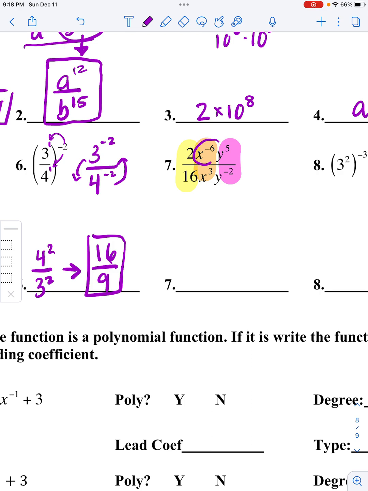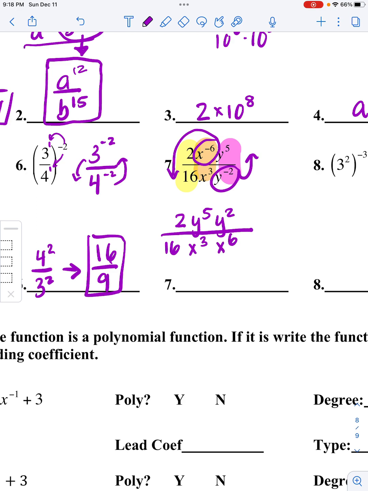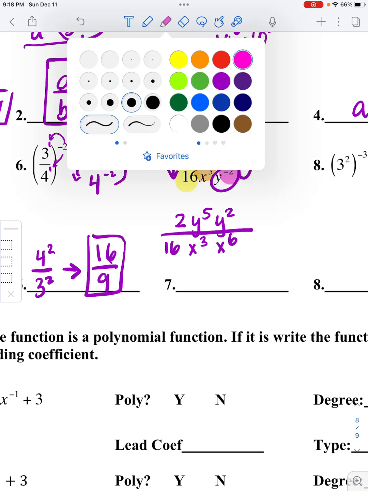So just this has to move into the bottom and just this has to move into the top because they have negative powers. So the 2 stays, the y to the 5th stays, but then the y to the 2nd comes up from the bottom and becomes positive. On the bottom, the 16 stays. That x to the 3 that was there stays because it had a positive power, but the x to the 6 moves down. Now these are neighbors.